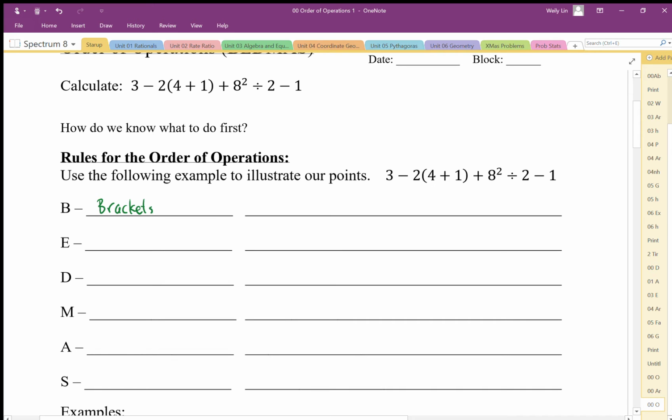So when we do the brackets first, we're going to do the 4 plus 1. Now, the 4 plus 1 really is a fairly straightforward calculation. It's really not the important part of showing order of operations. The most important part is showing all the parts that don't get done. And that's important. If they're not shown, then you're missing the whole point of doing these order of operations. So we want to show that 3 minus times 2 does not get done.